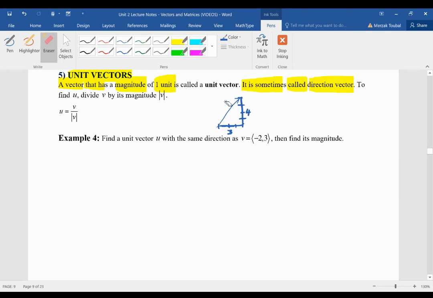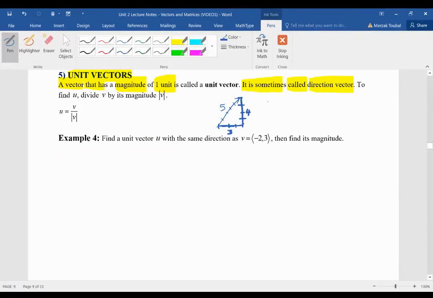Now, what's the magnitude of vector v? Well, if we use the Pythagorean theorem, we know that 3 squared is 9, 4 squared is 16, 9 plus 16 is 25, square root of 25 is 5. So the vector v magnitude is 5 units. Now, if we would like to find a unit vector of a vector v, what we're going to do is divide the length of the vector by 5. So it's going to be 1, 2, 3, 4, 5.